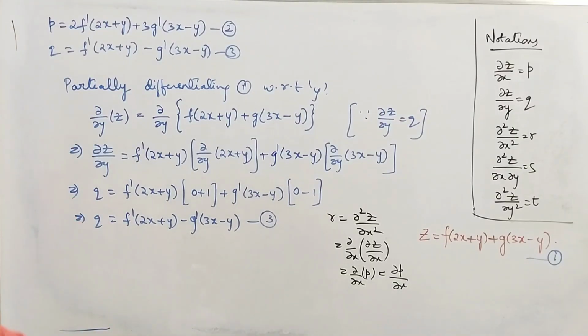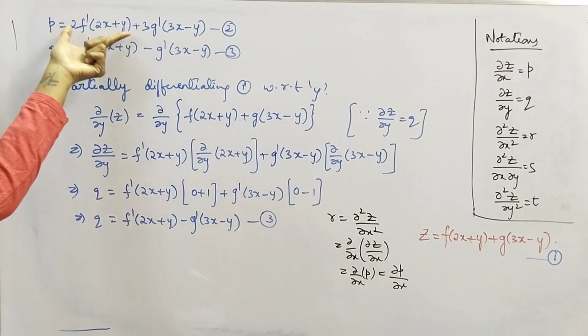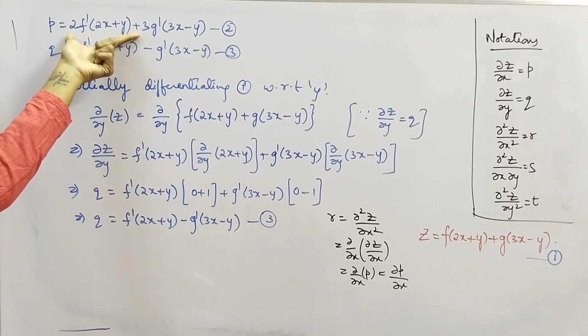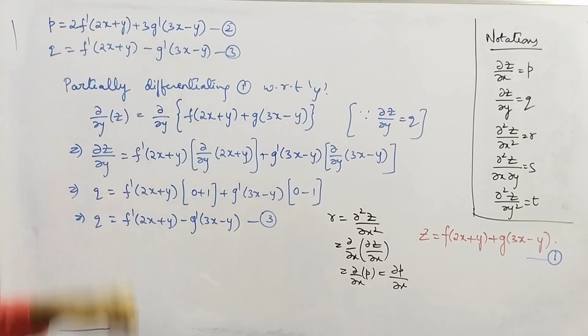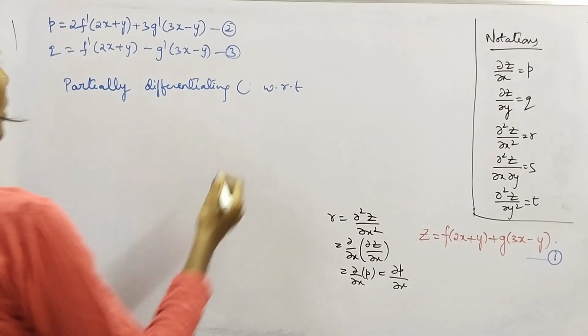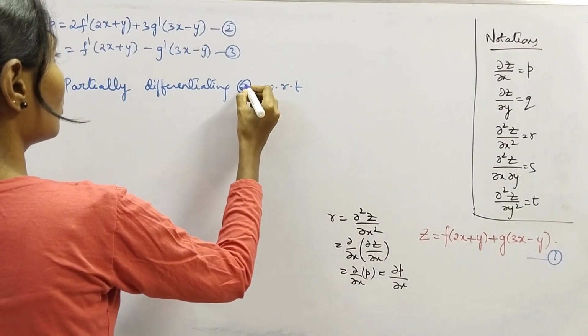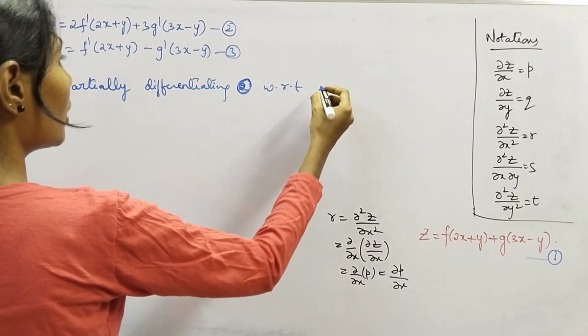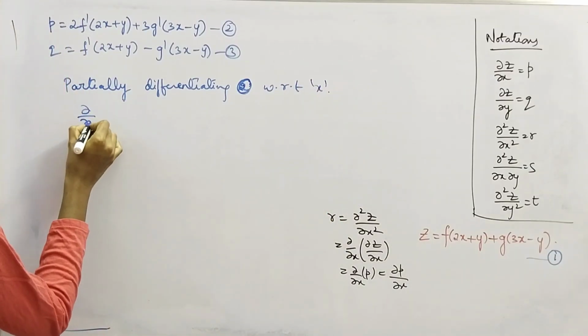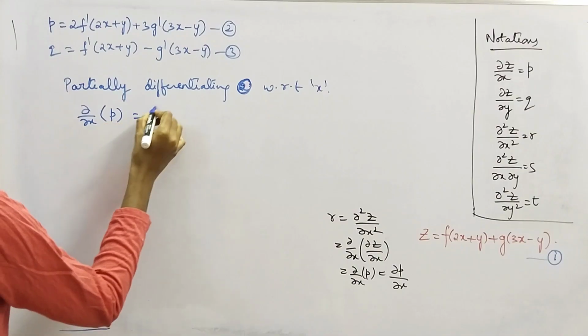So what we'll do is we'll just pick the equation involving p, which is equation 2. Now we'll partially differentiate equation 2 with respect to x so that we'll get the equation involving r. Now let's partially differentiate equation 2 with respect to x. Just apply dou by dou x on both sides of 2.